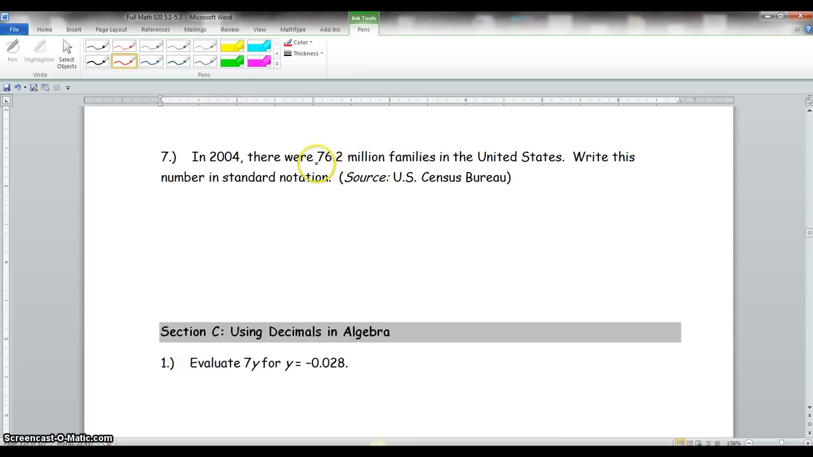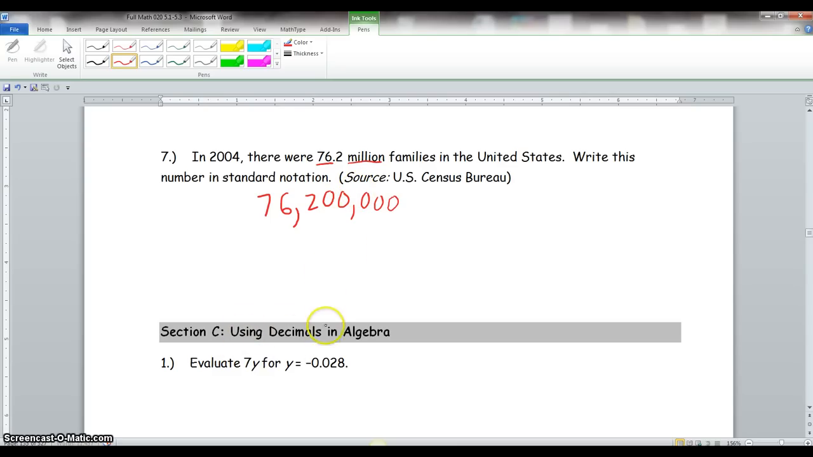Now the 76 will be in the millions place, which would be the 10 million and the millions place. Now the 0.2, this 2 here is actually in the hundred thousands place. I could put a comma. So it'll be 2, and then the rest will be zeros. So this is 76,200,000, which is 76.2 million.